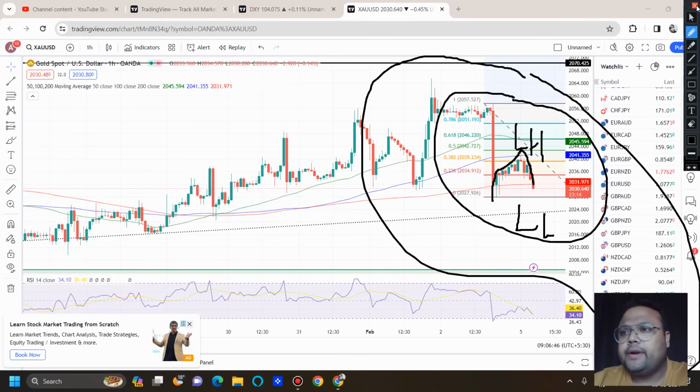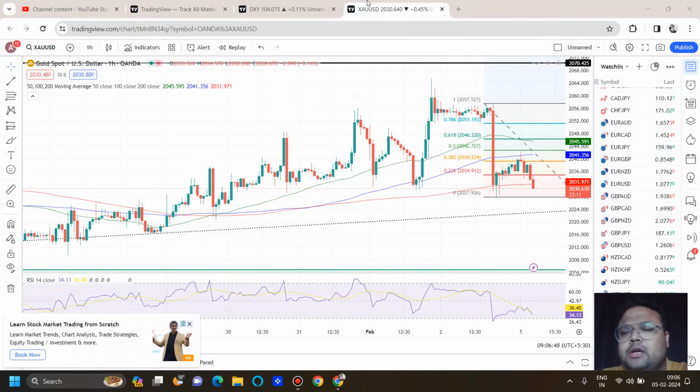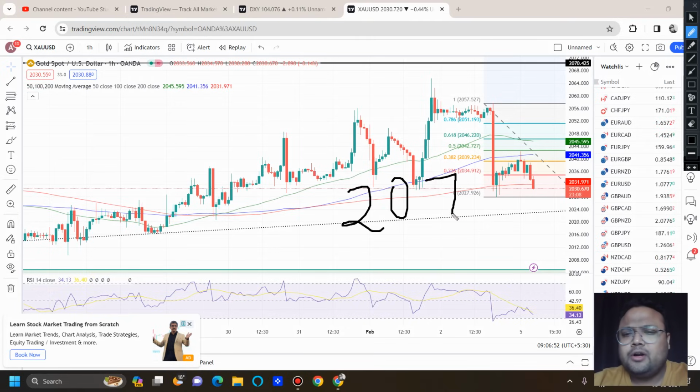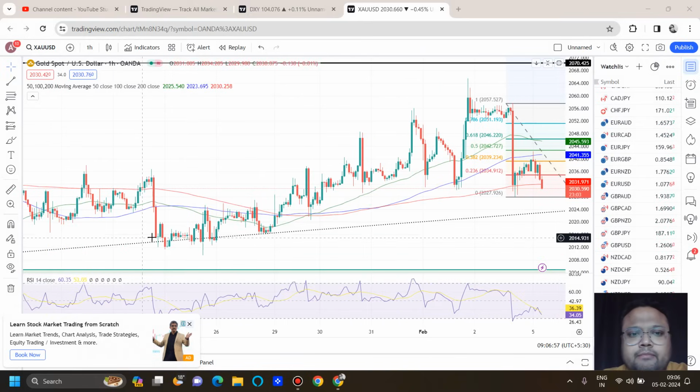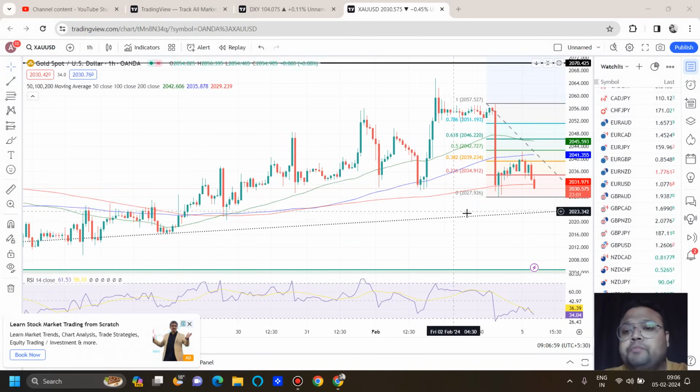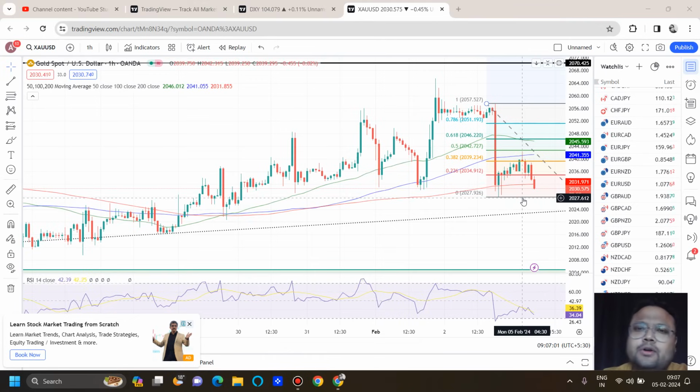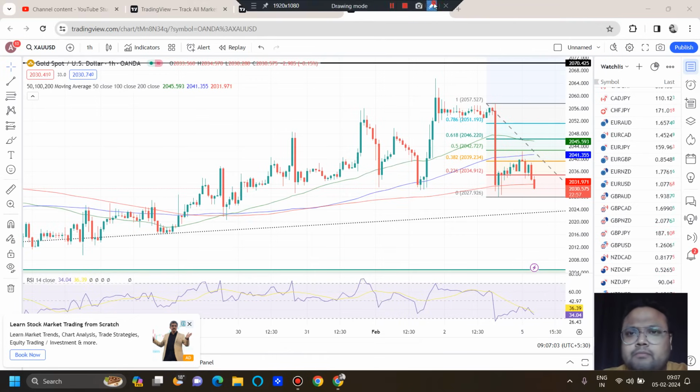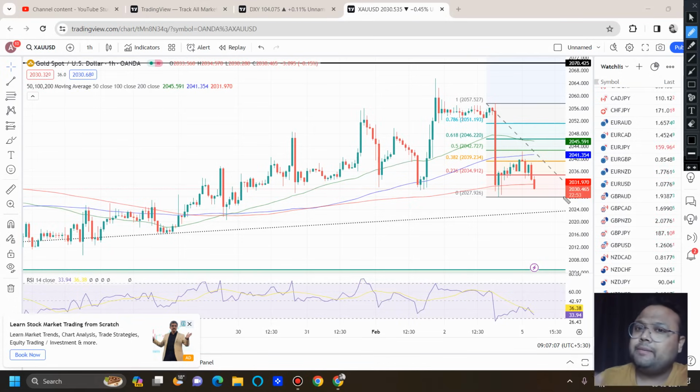Okay, where you can look for a sell position, you can go for a sell position below 2027 or 2026. You must be wondering, I also have a trend line here, but still I'm telling you that you can go for a sell, because after all, fundamentals will always be above the technicals. So if the market breaks the level here, then there's a good chance that the market may be going down.